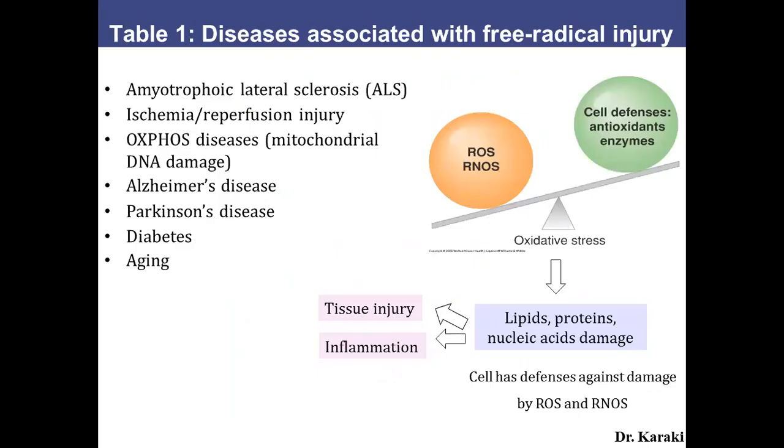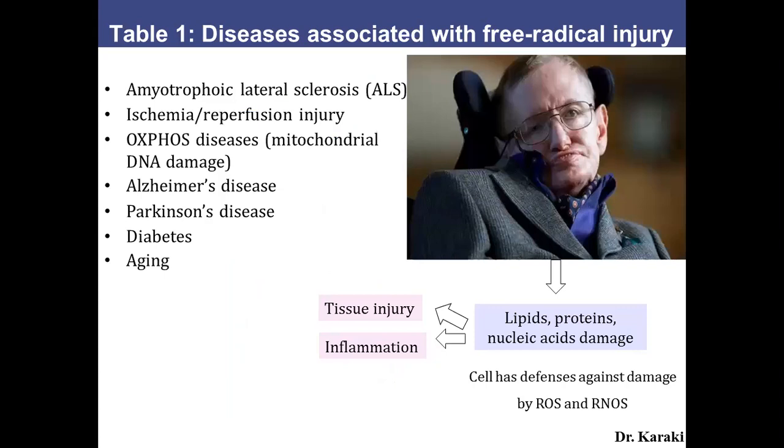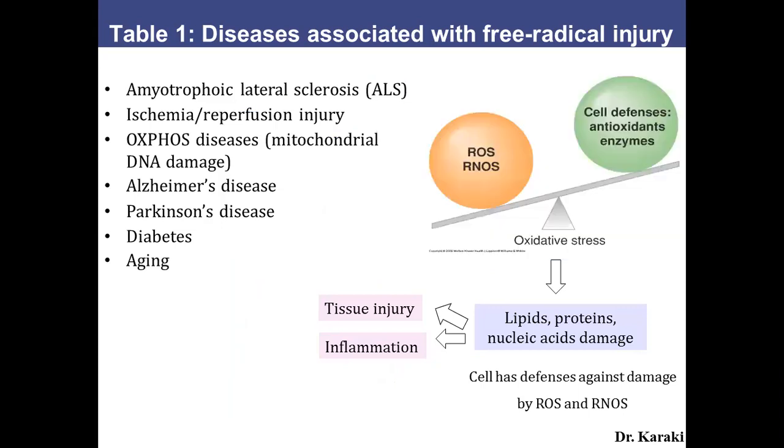In fact, there are many diseases associated with free radical injury, like ALS, the disease that the great scientist Stephen Hawking used to suffer from. It was named the motor neuron disease. Ischemia and reperfusion injury is when the tissues are deprived of oxygen for a long period of time and all of a sudden the blood supply returns to tissues. And instead of restoring the normal function of tissue, an oxidative damage will occur. The oxidative phosphorylation disease, also known as mitochondrial DNA damage, Alzheimer's disease, Parkinson's disease, diabetes, and aging.